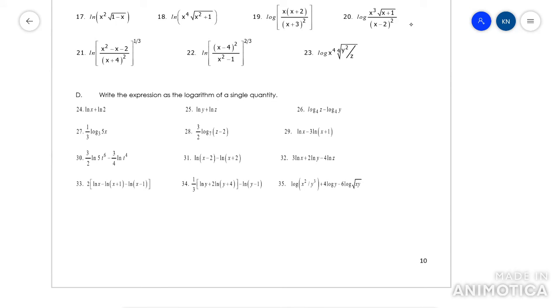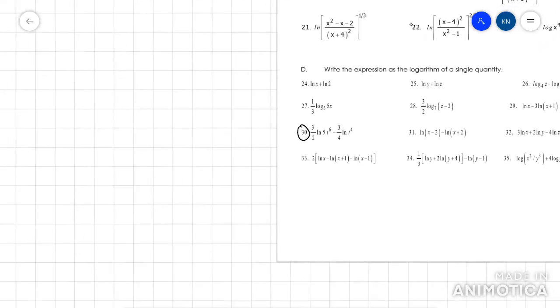Now jump to number 30. And I don't feel like rewriting this one either, so I'm just going to dive right in off to the side here. Basically take those numbers in front and they can become powers. So it starts out like ln of 5t^6 to the 3/2. And then minus, I'll handle that in a second, ln of t^4 to the 3/4. Now it's a power to a power, so I'm going to multiply these powers.